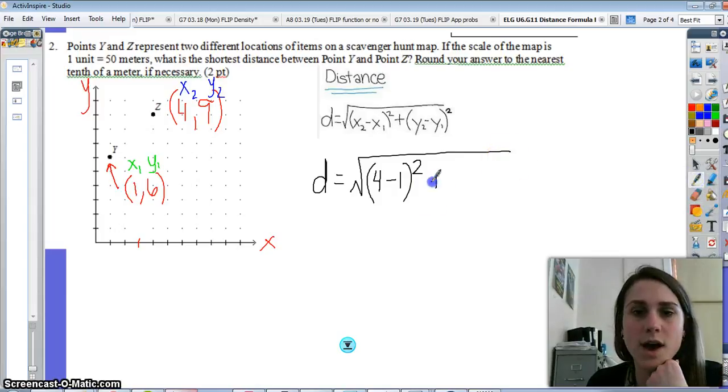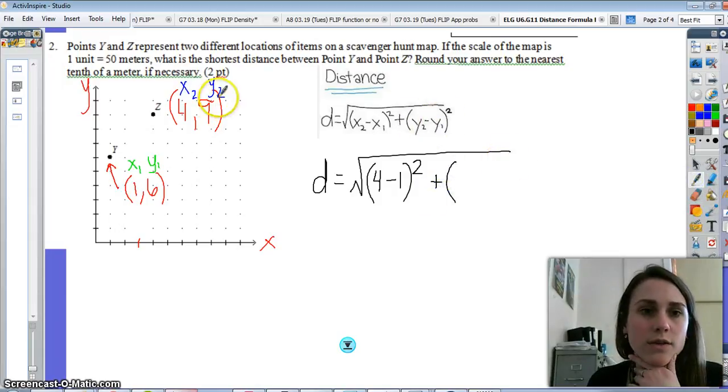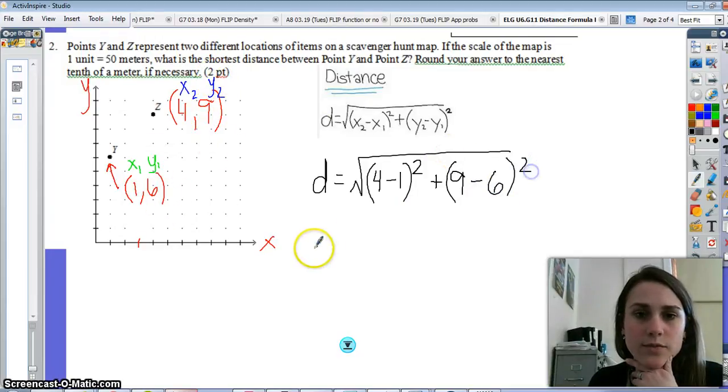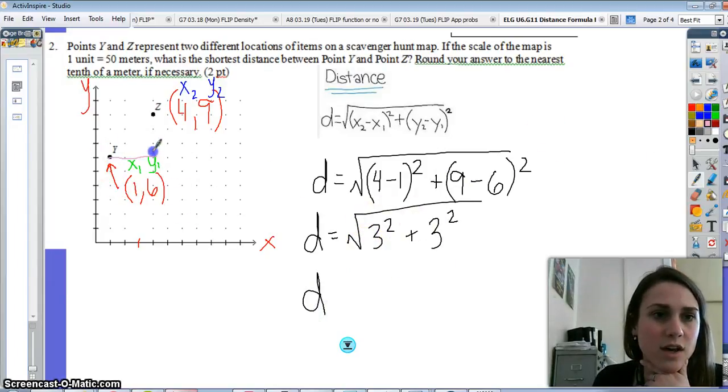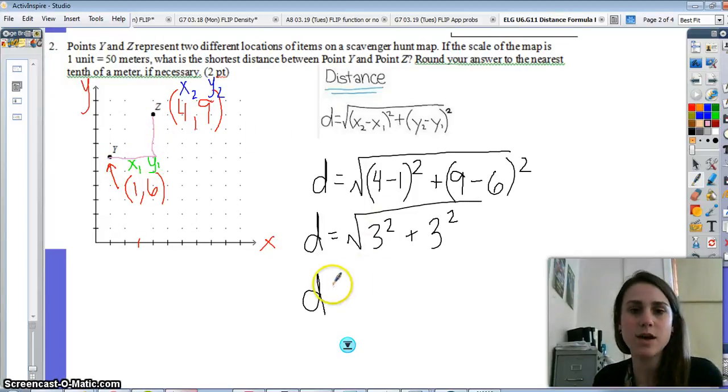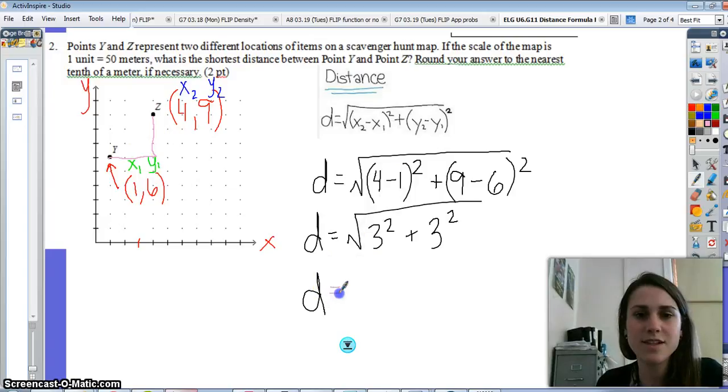Okay. Then my Y values, let's see, Y2 and Y1. My Y2 is 9. Minus, my first Y is 6 squared. Simplify. 4 minus 1 is 3. 9 minus 6 is 3. Squaring those values. Oh, I'm noticing that these values right here, these 3's, are the distances of these legs. 1, 2, 3 units. 1, 2, 3 units. Same as in the last problem. Cool. The distance formula and the Pythagorean theorem are related.